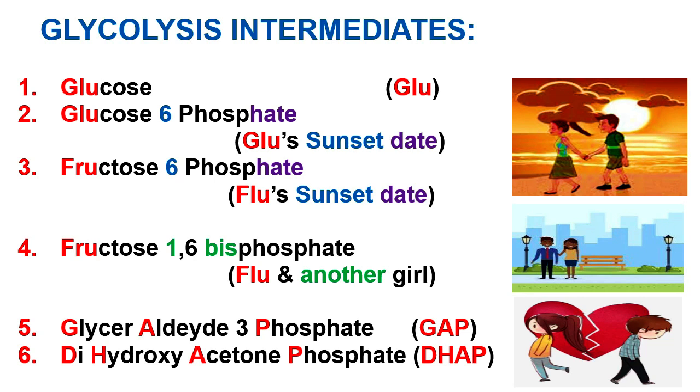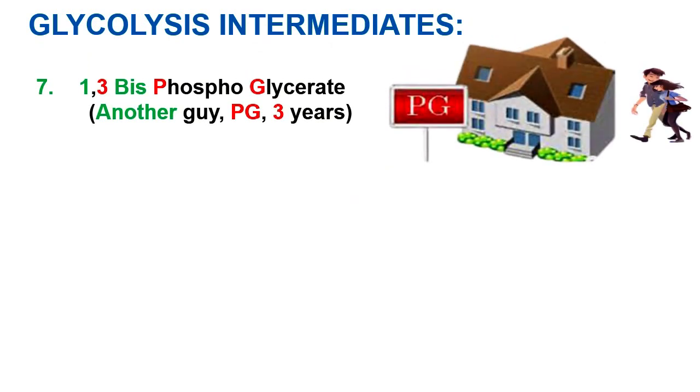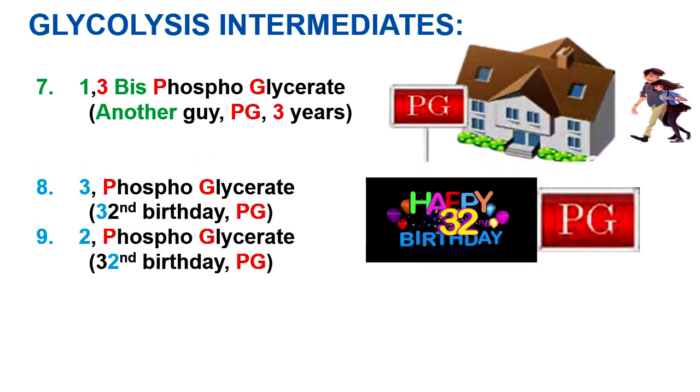PG in the story will help us recall phosphoglycerate. PG for phosphoglycerate. Glue's love with another guy in her PG after 3 years is the clue for the intermediate 1,3-bisphosphoglycerate. 32nd birthday and PG used in the story will help us remember the next two intermediates, which includes 3-phosphoglycerate and 2-phosphoglycerate.